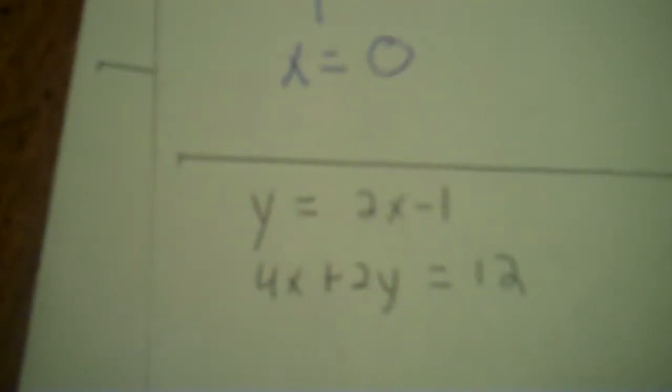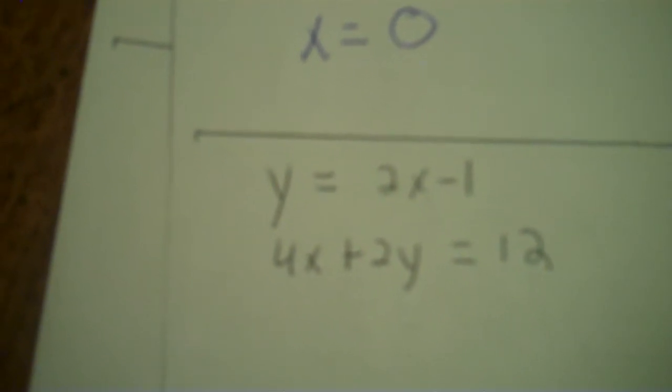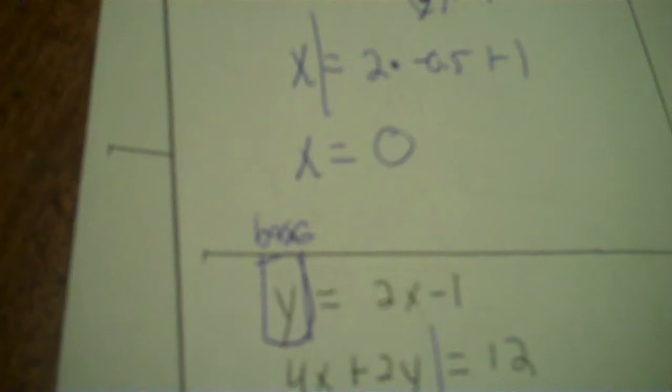Okay, y equals 2x minus 1, 4x plus 2y equals 12. What letter do we have all by itself right there? It's y this time. Okay, it can be y or x. Remember, it doesn't have to be y. That's when I graph. Okay.